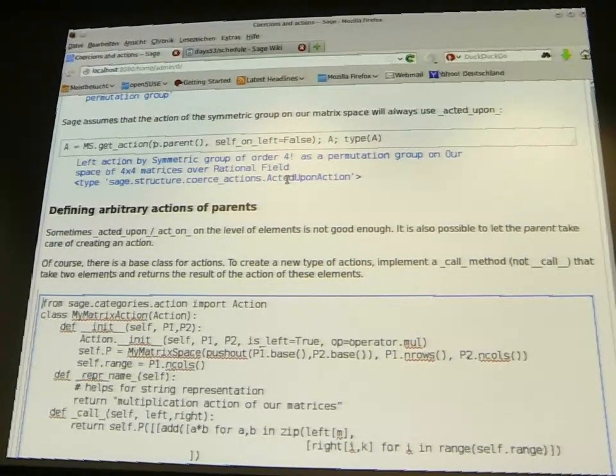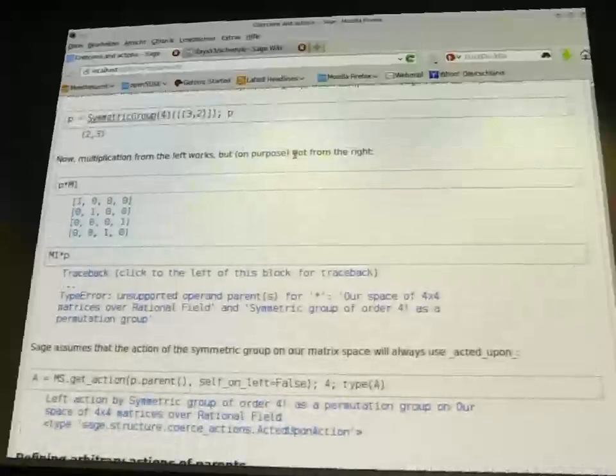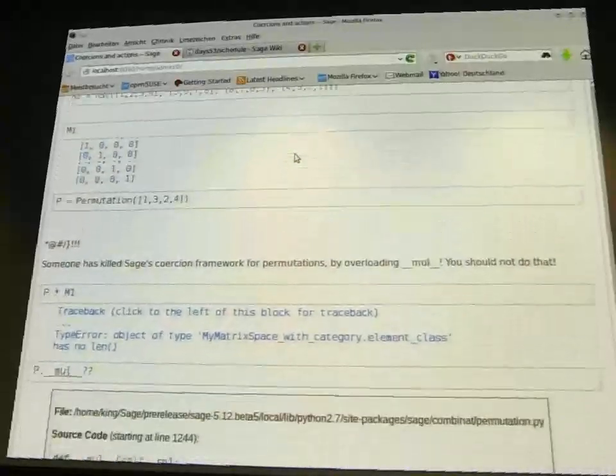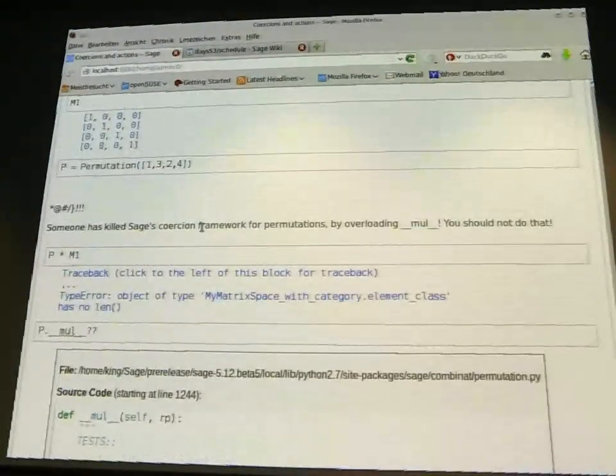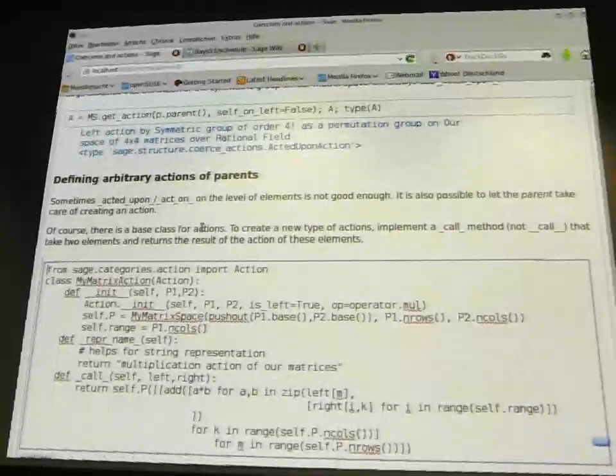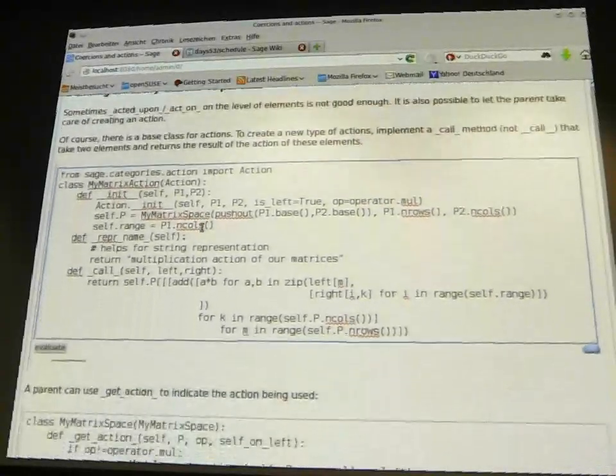But in some cases one has several actions. And it is difficult in our definition here, in acted upon, where is it? Here. We could of course test: if X is a permutation, then do this; if X is a polynomial, then do something else; if X is whatever, then do a third thing. This would be very complicated, and it is a better idea to let the parent decide what the action should be like. There's a base class for actions defined in sage.categories.action. If you want to define a new action, you should inherit from it.